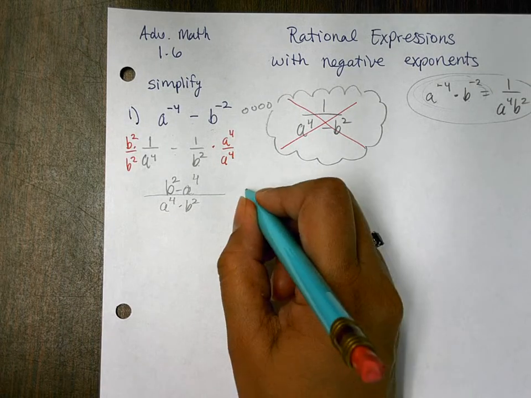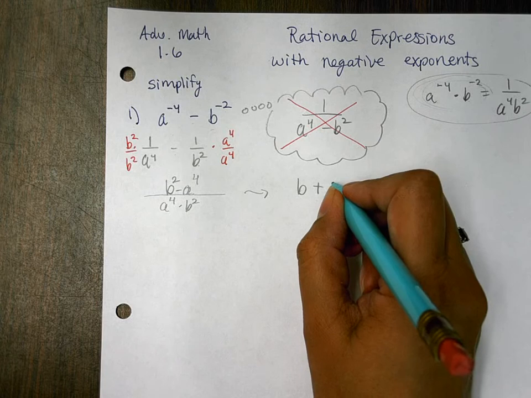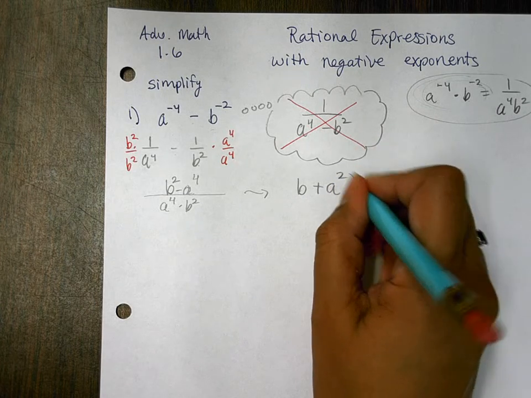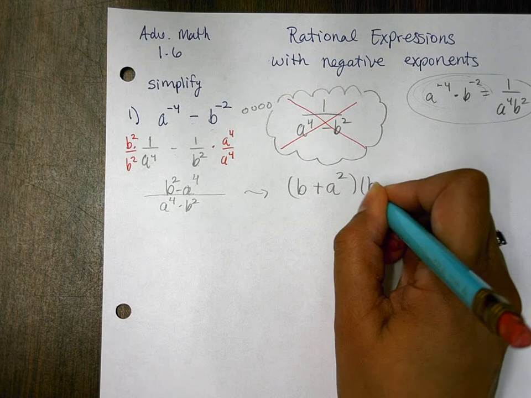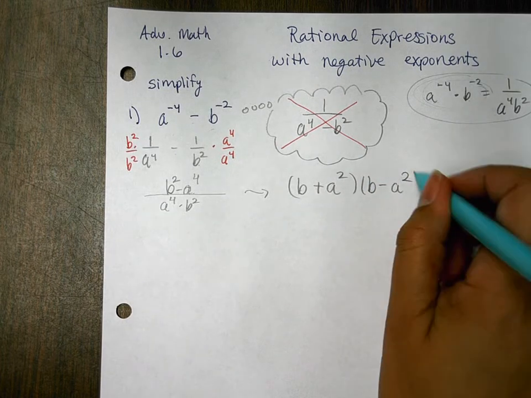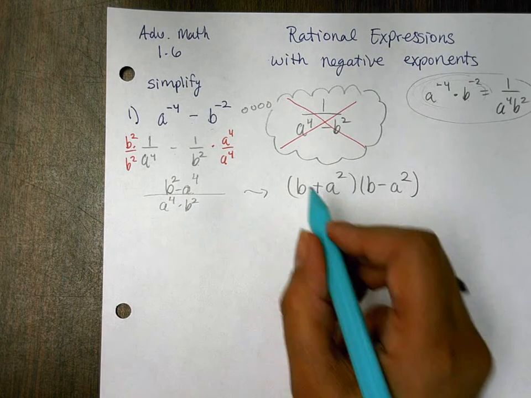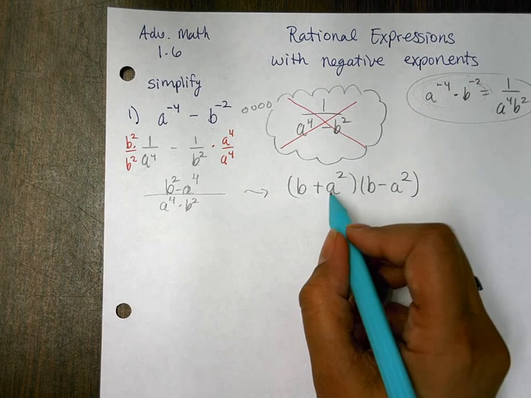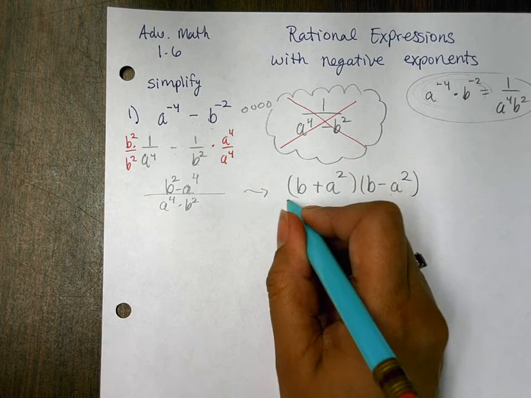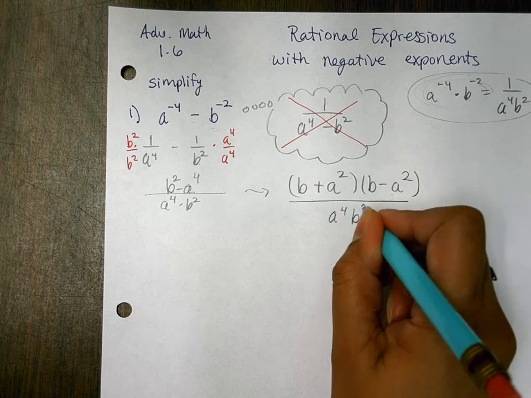And I can factor b plus a squared and b minus a squared. And why is that? Because b times b is b squared, a squared times a squared is a to the fourth, plus and minus, because it's a difference of two squares, all over a to the fourth times b squared.